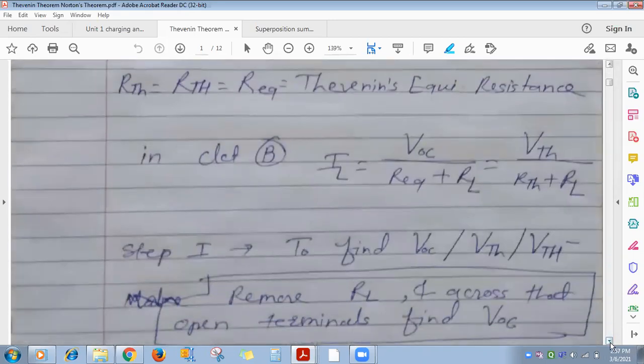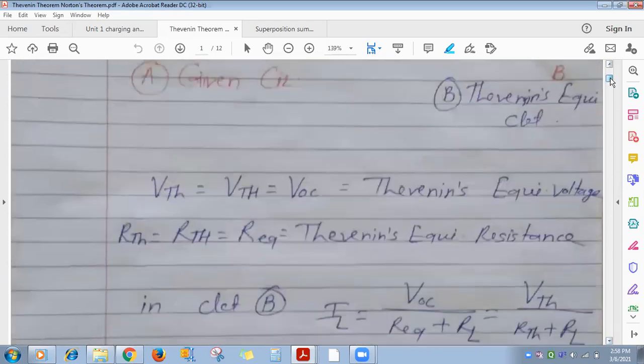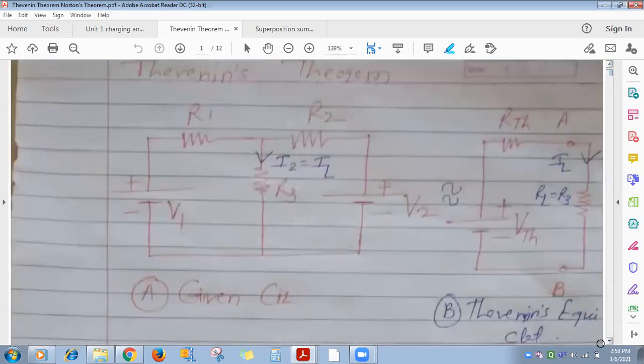In circuit B, how much current have I shown flowing through RL? IL. Okay, what about the current flowing through RTH?